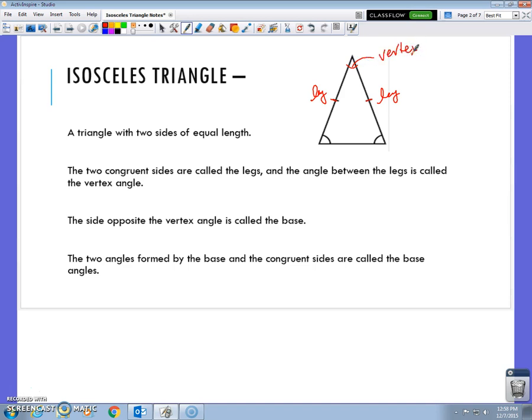The side opposite the vertex is called the base. So this guy's the base right here. The two angles formed by the base and the congruent sides are called the base angles. So each of these is called a base angle. So we know what the vocab is here. We've got the vertex, which is the included angle between the two congruent side lengths. We have the base angles, which are the angles made between the legs and the base. That's all you really need to know about an isosceles triangle, and those are the main vocabulary terms that I want you to be familiar with.